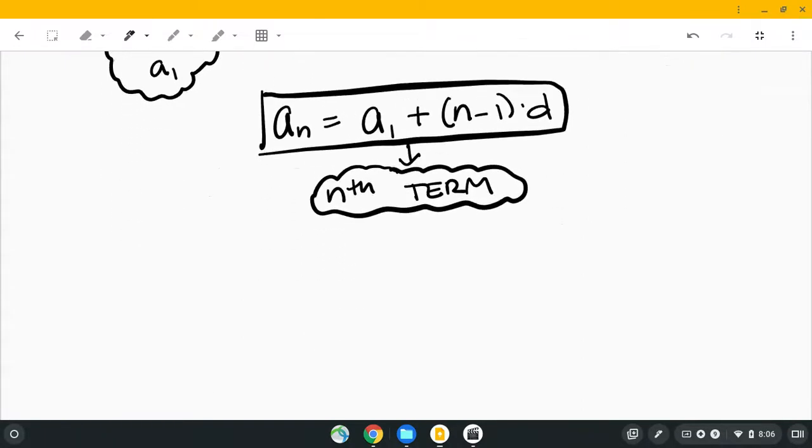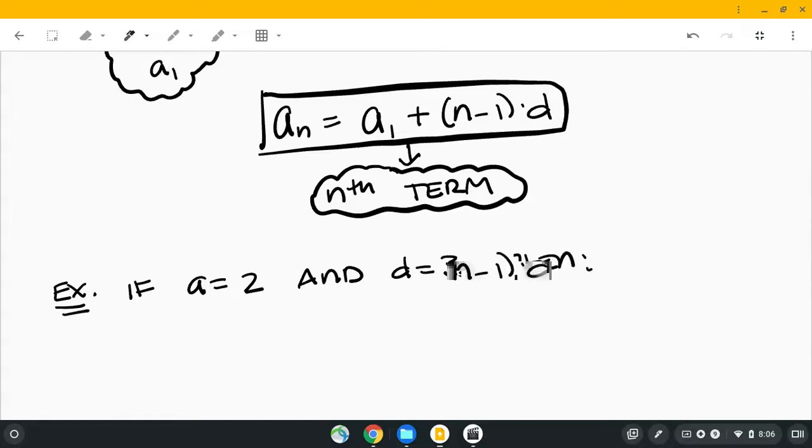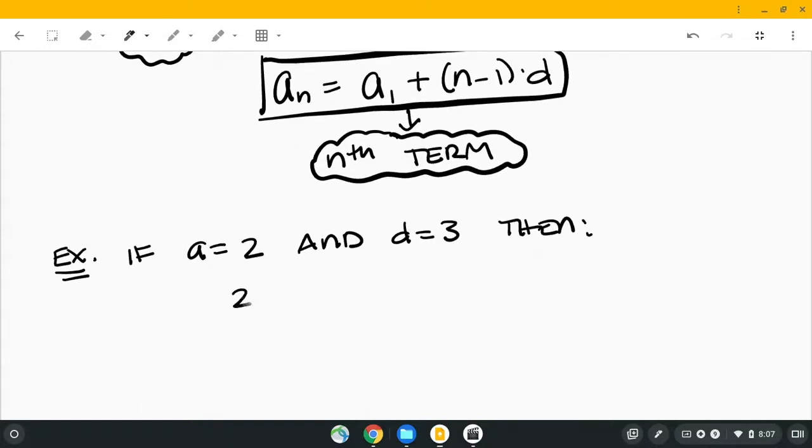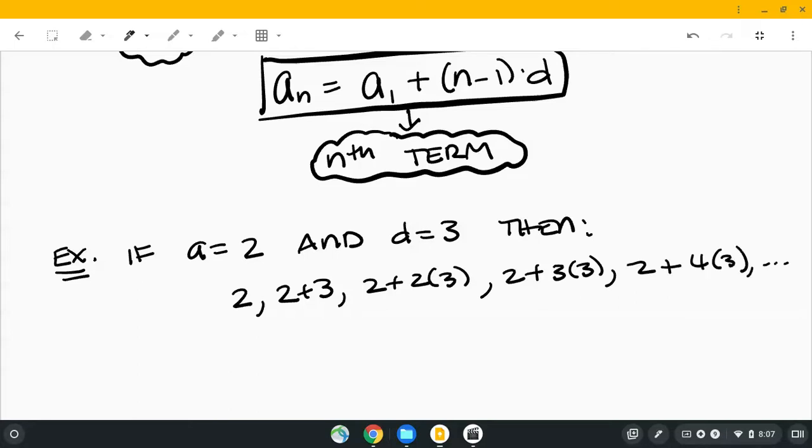All right, so let's take a look at an example arithmetic sequence. If A equals 2 and D equals 3, then our first term is going to be 2, and then 2 plus 3, and then 2 plus 2 threes, and then 2 plus 3 threes, and 2 plus 4 threes, etc. And that would give us 2, 5, 8, 11, 14.